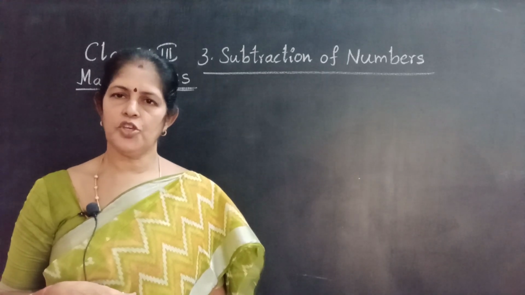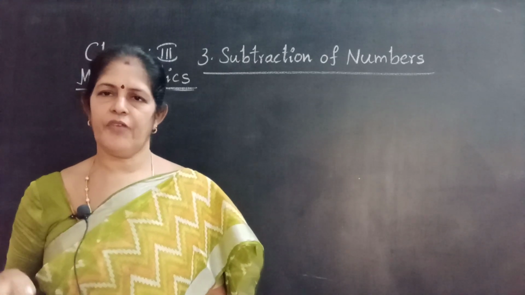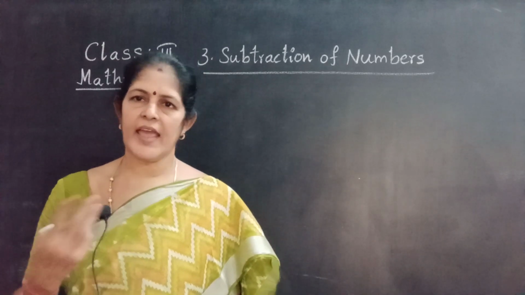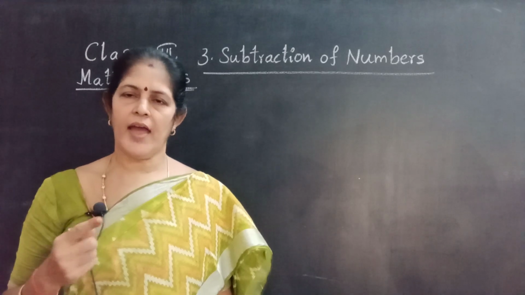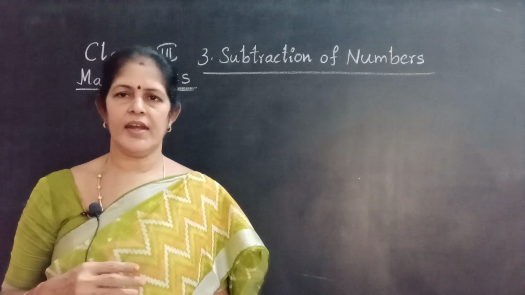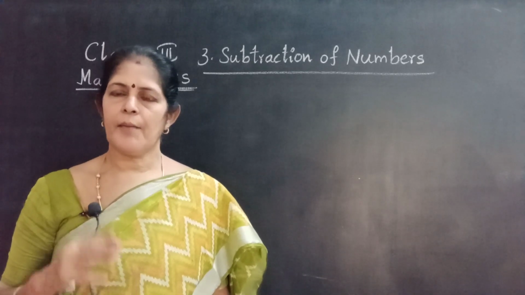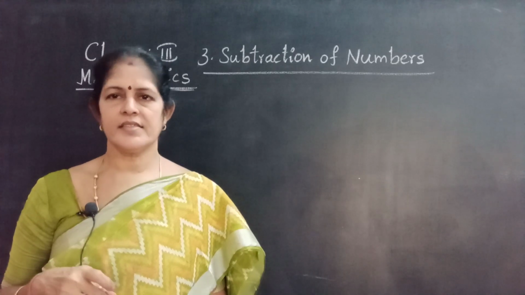Minuend, subtrahend, difference. Big number, small number, difference. Okay? Number minus 0 is the same number. The value does not change. Number minus 1 is the number before the given number, or 1 less than the number. When a number is subtracted from itself, the difference is 0.